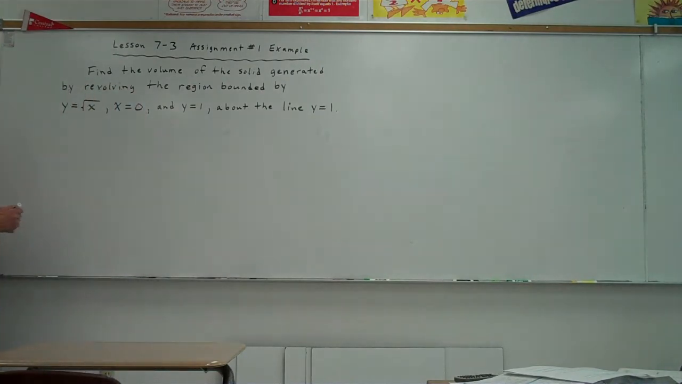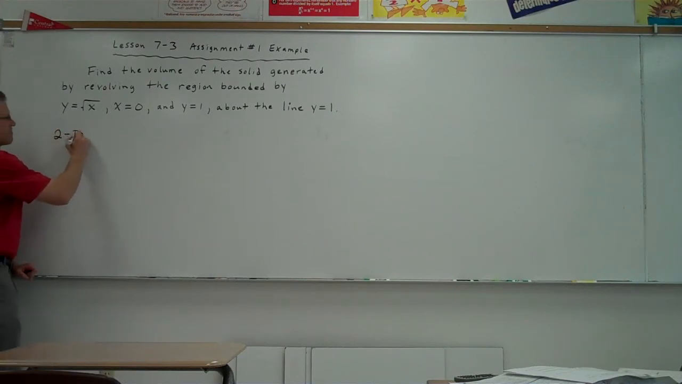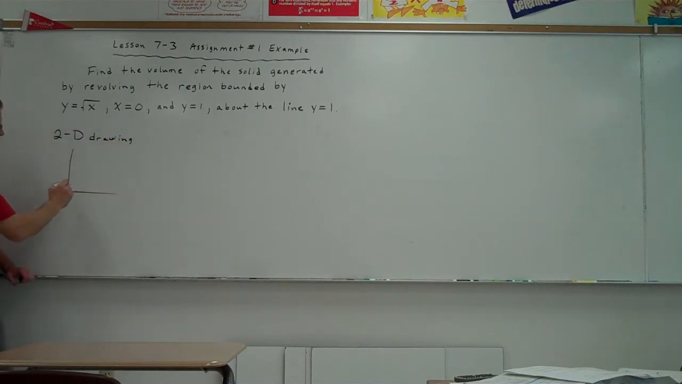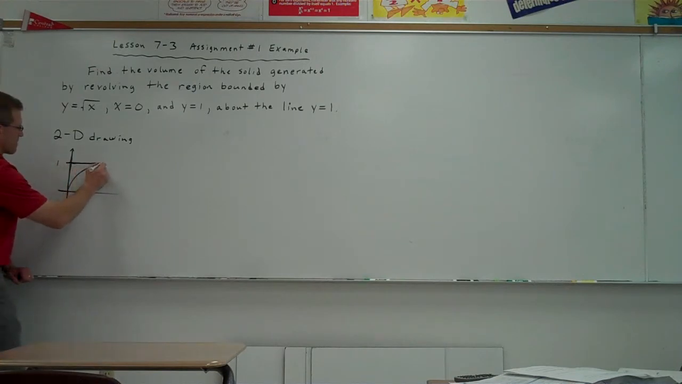So the first step is we're going to draw a two-dimensional drawing of the region that we're going to rotate. So this will be a 2D drawing. And we're going to graph y equals square root of x, which will look something like that. x equals 0, which is another name for the y-axis. There's x equals 0 right here. And y equals 1, which would be right here. So we end up with this region.